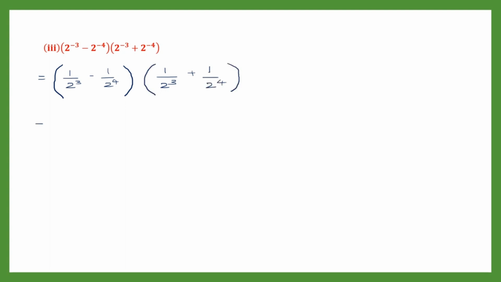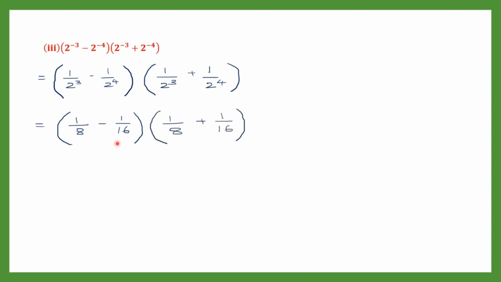So now let's simplify this. 1 by 2 raised to the power of 3 means 2 into 2 into 2. 2 twos are 4, 4 twos are 8. So this is 8 minus 1 by 2 raised to the power of 4. Let's write it once more. So this is 2. So 2 twos are 4, 4 twos are 8, 8 twos are 16. So this becomes 1 by 16. Then here we have again 1 by 2 raised to the power of 3 is 8 plus 1 by 2 raised to the power of 4 is 16. We just did these two.